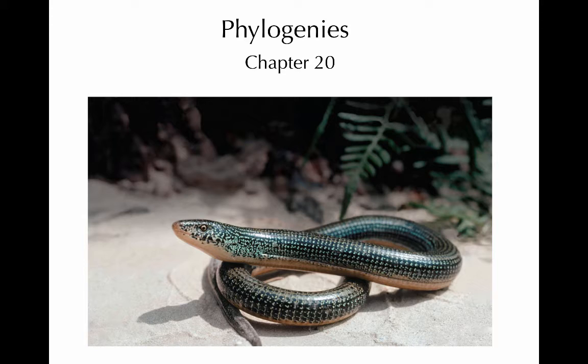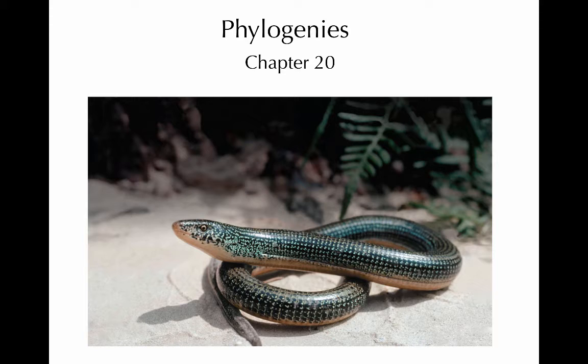This chapter is about phylogenies or phylogenetic trees. Those are basically pictorial representations of evolutionary relationships between organisms or organismal groups. So here's an organism we're looking at, and if you had to have somebody guess what this was, you'd probably get the answer of a snake.